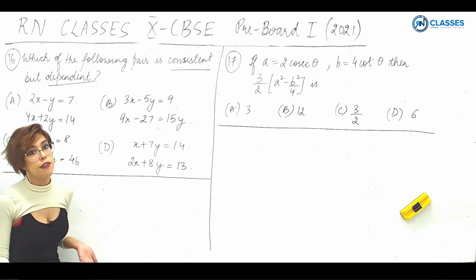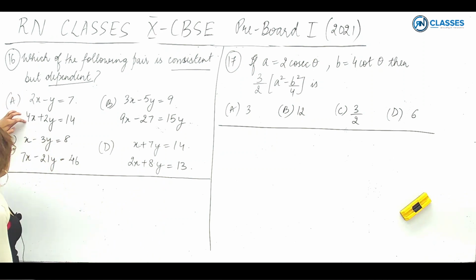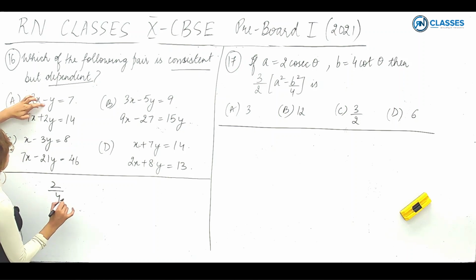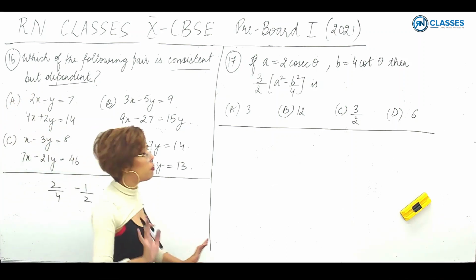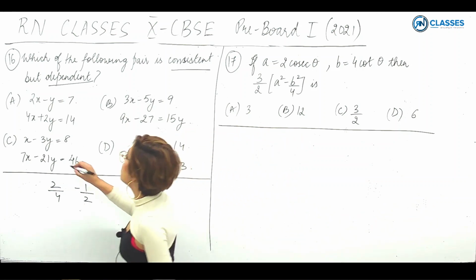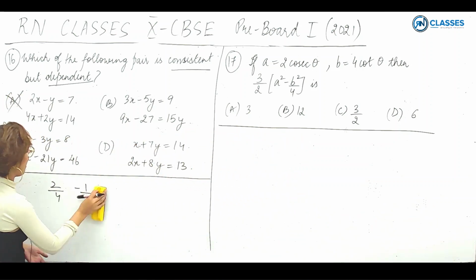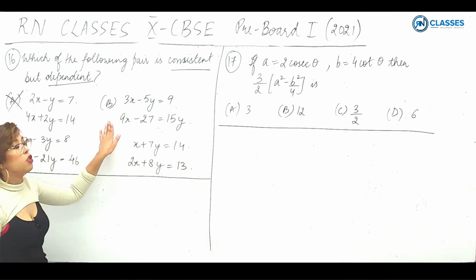So let me check with the first option. A1 by A2, so that is 2 by 4, and here I can see minus 1 by 2. Definitely 2 by 4 is not equal to minus 1 by 2. They need to be equal, so I will not check again. I will continue on to option B.